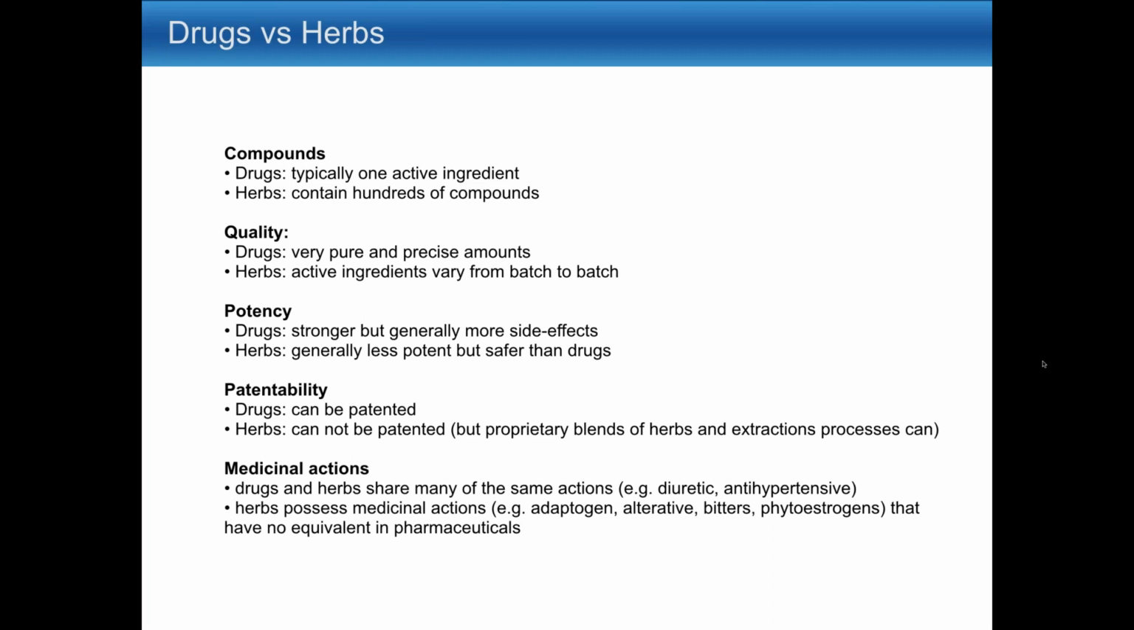So the problem is that from a research standpoint, this is frustrating because there is such variation from batch to batch that researchers don't like that. So they're trying to standardize it and bring it down to a single thing. But appreciate that when you do that, you are altering the substance.